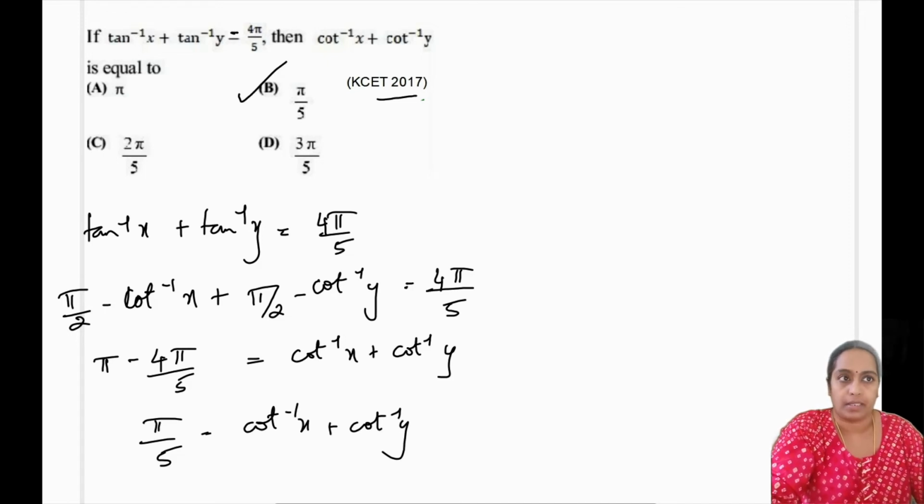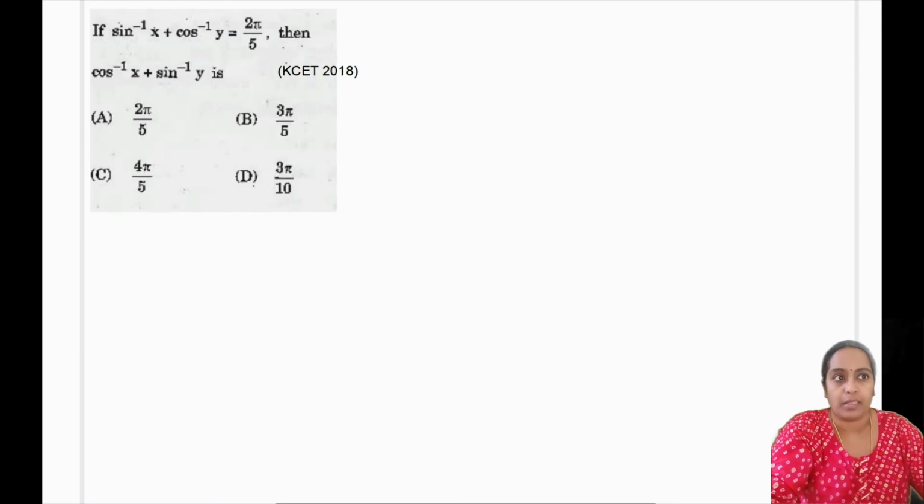Question number 6. So this question is from KCT 2018 question paper. The question says, if sine inverse x plus cos inverse y is 2 pi by 5, what is cos inverse x plus sine inverse y? So sine inverse x and cos inverse y is given. Cos inverse x and sine inverse y is asked. So here again the same kind of conversion we need to do.